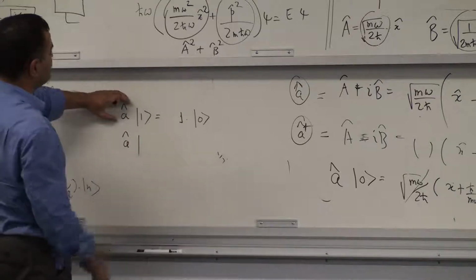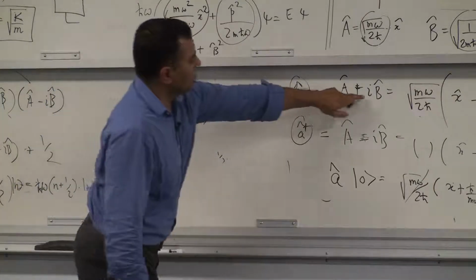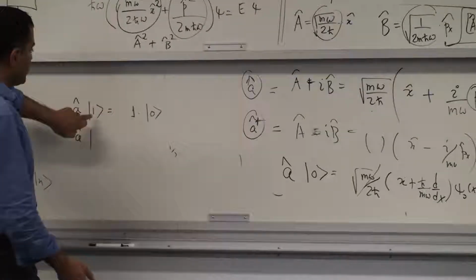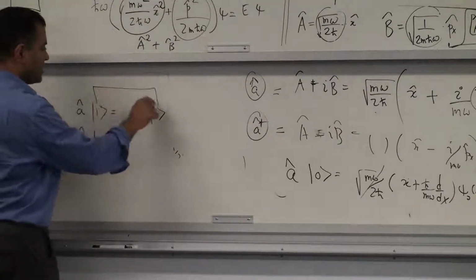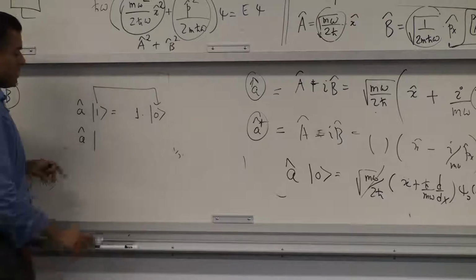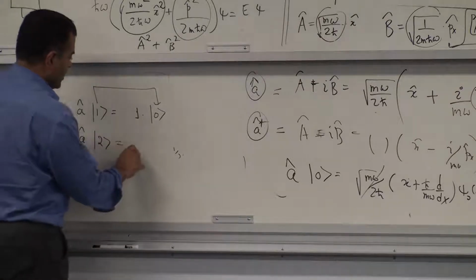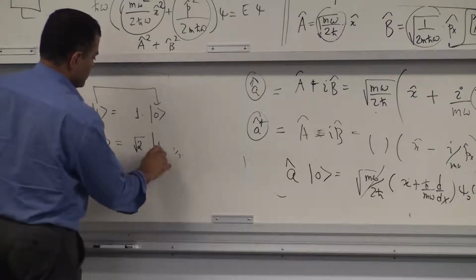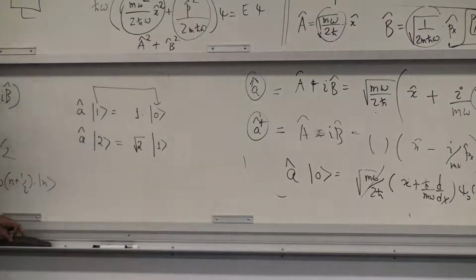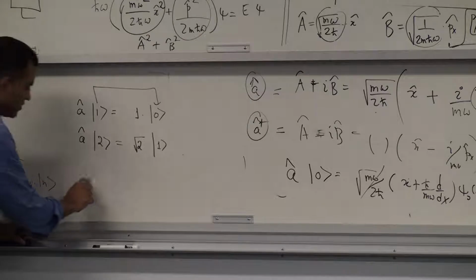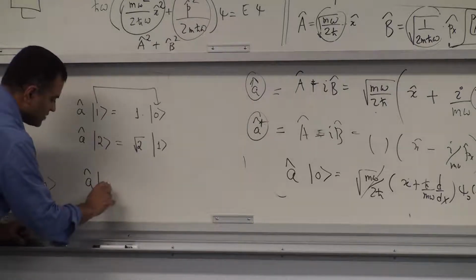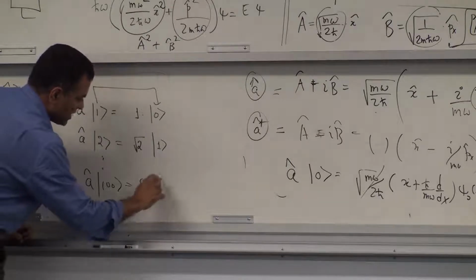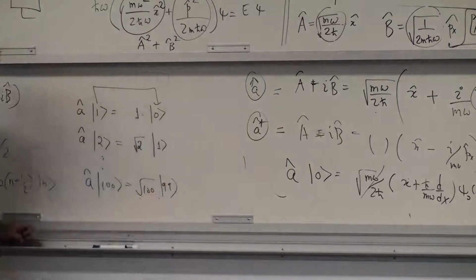I'm basically applying the differential form onto the wave function and saying, what am I getting? I started with state 1 and I'm getting state 0, right? I act on state 2 and I get, actually this is what I'll get, square root of 2 times state 1. This is what I'm going to get, and so on. You can go A on state 100, you'll get square root of 100 times state 99, and so on.